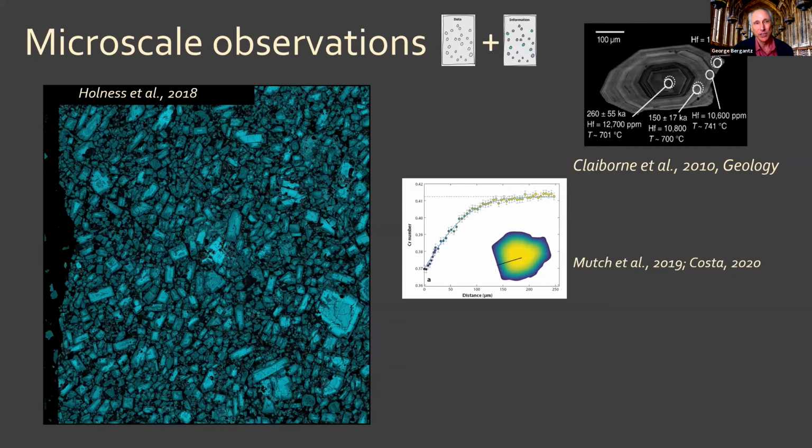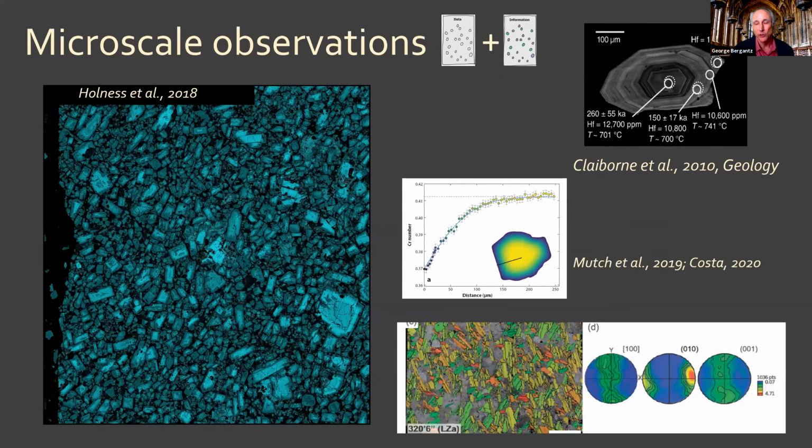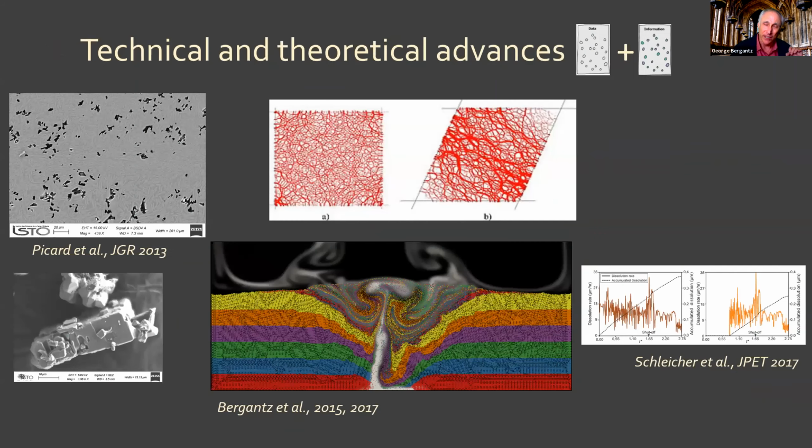But the point only being the microscale observations, including the use of EBSD to evaluate texture, shape preferred orientation, and crystal preferred orientation, marrying EBSD back into the microscale geochemistry and timescales, is producing a network of information that is really crying out for modeling. But the modeling can't be simple. In addition, there have been technical and theoretical advances.